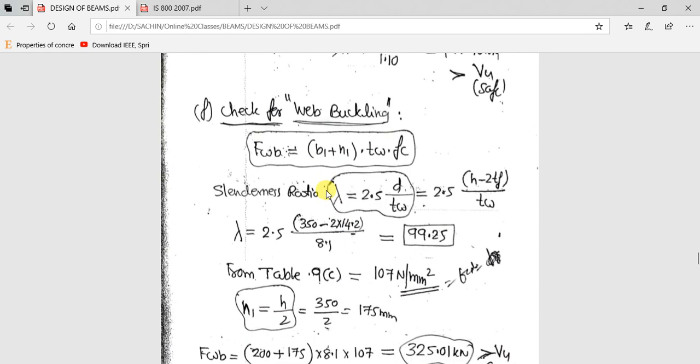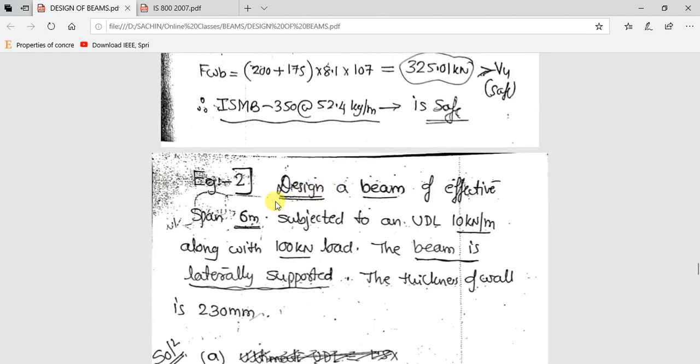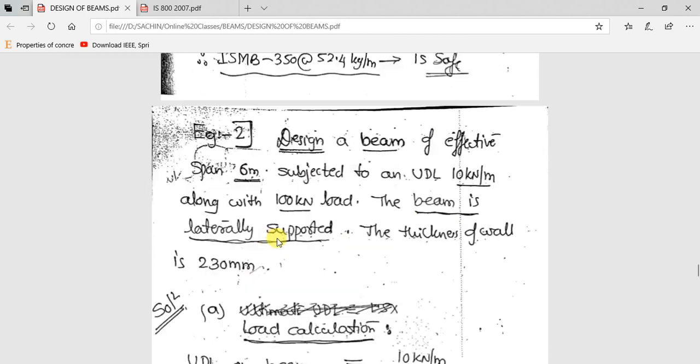So this problem was calculating or checking whether it is safe or not. Next will be the design. Design a beam of effective span 6 meter subjected to a UDL of 10 kN per meter along with a 100 kN load. The beam is laterally supported and the thickness of wall is mentioned over here in this problem, that is equal to 230 mm.